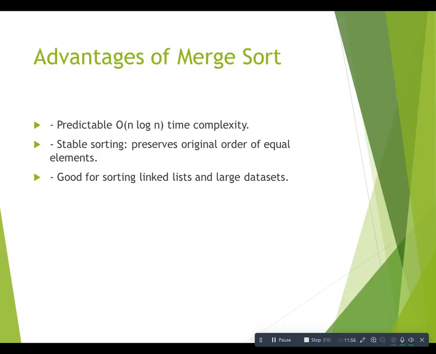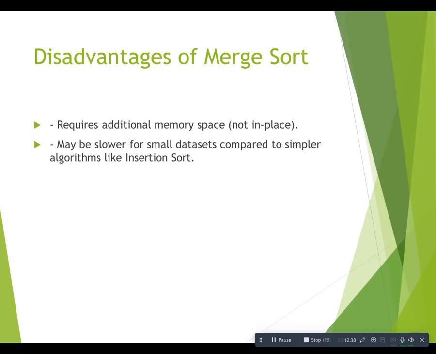So it is stable. Okay, stable sorting means when you are sorting something, if the sorting process disturbs the original order of the elements, it is said to be an unstable algorithm. But here you can see that as it is a stable process, the original order of equal elements is preserved. Okay, so it is a stable algorithm, and it is used for sorting linked lists and large data sets.